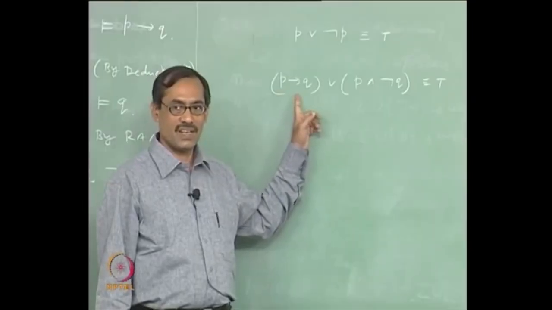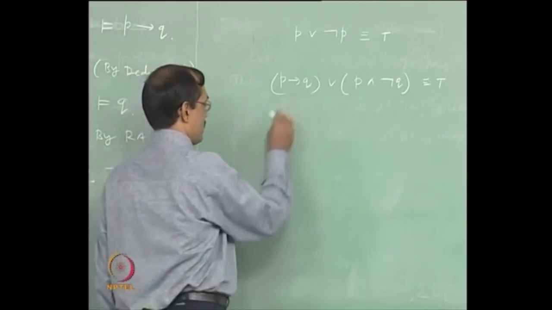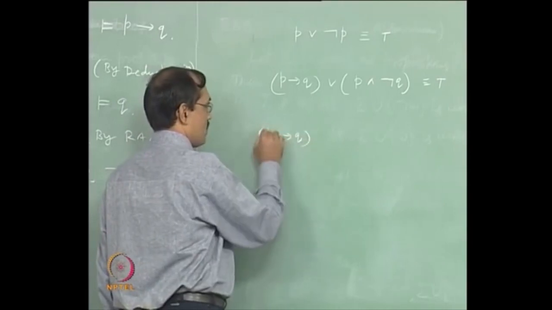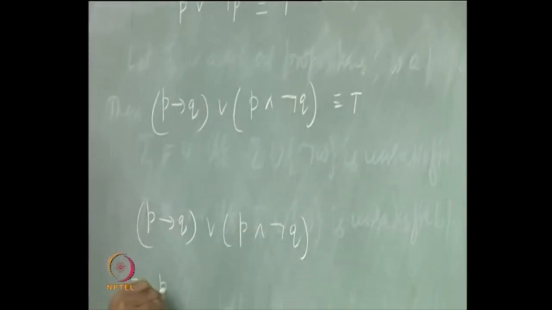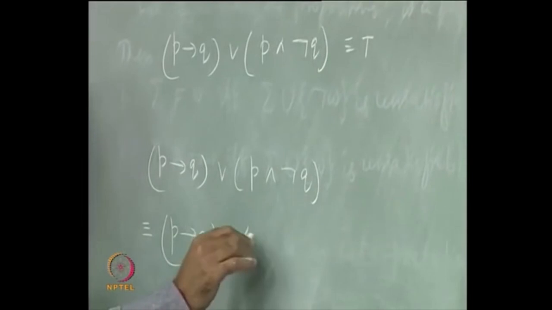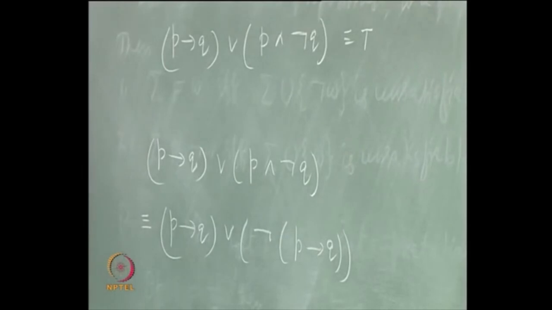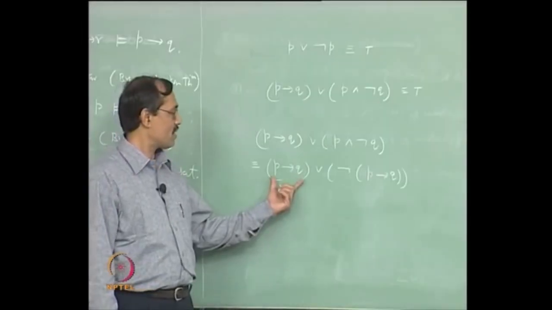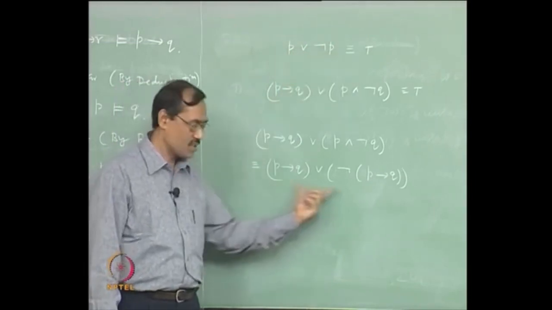What we are asserting is P implies Q; if you consider its negation, it is P and not Q, right. So, that means I can write first this as P implies Q or P and not Q, which is equivalent to P implies Q or negation of P implies Q. This is what I am studying, right. Since these two are equivalent, this is the same thing. Since I have excluded middle, x or not x is valid, this is also valid.